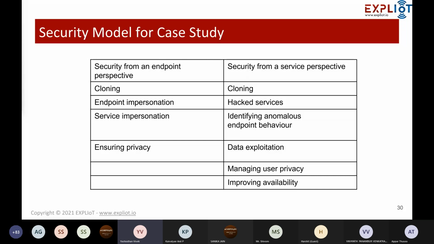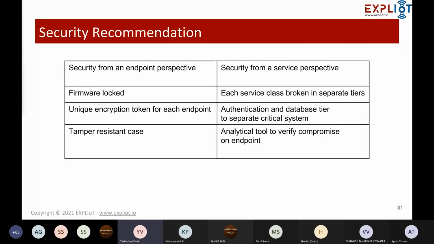So how can we solve those particular problems? If we follow guidelines like GSMA, they can suggest encryption of the firmware, and we can lock the firmware.